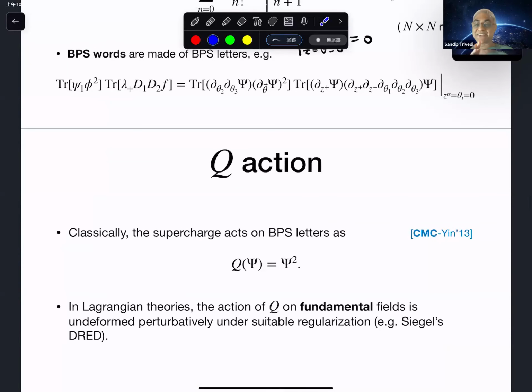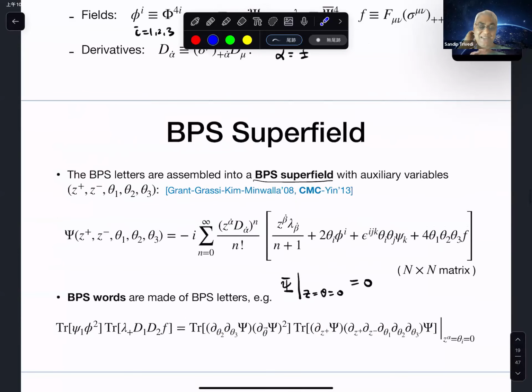Sorry, can I ask a really remedial question, if you don't mind? So the letters, each letter is in the adjoint of SU(N), right? And you can just choose to arbitrarily contract some of the letters into a word, I mean, take a trace as you're showing. And so you can get many different words out of the same set of letters, right? Am I right in this? Right, yes, of course.